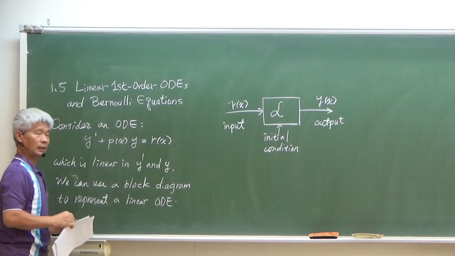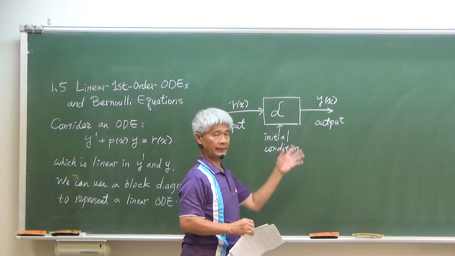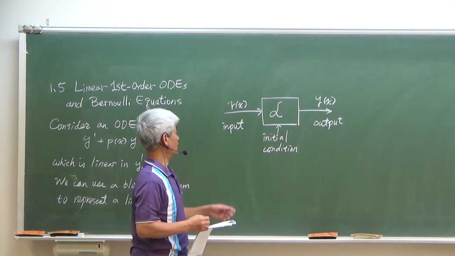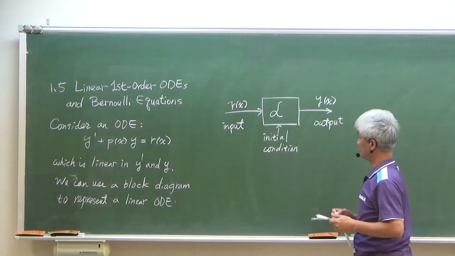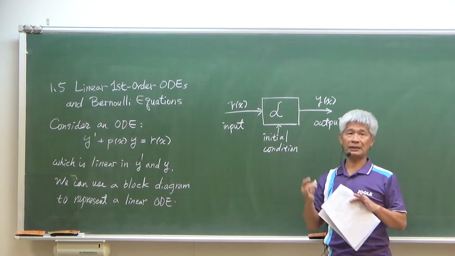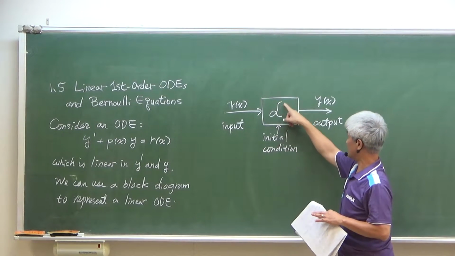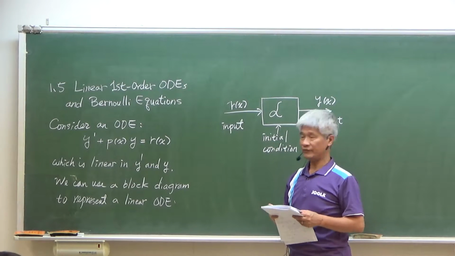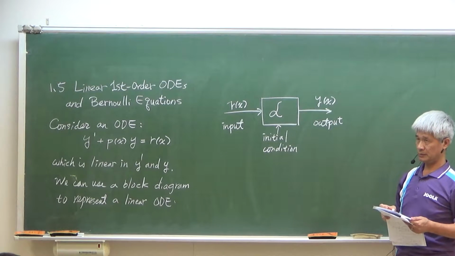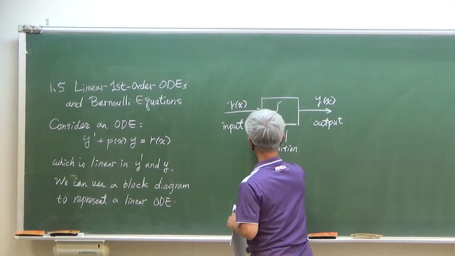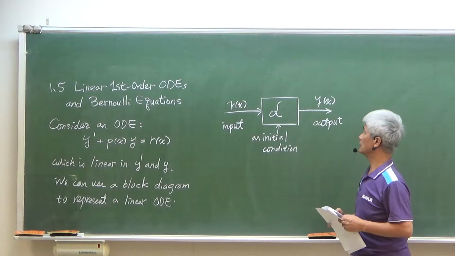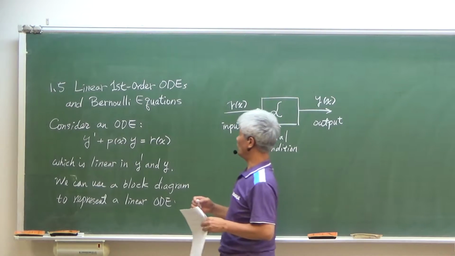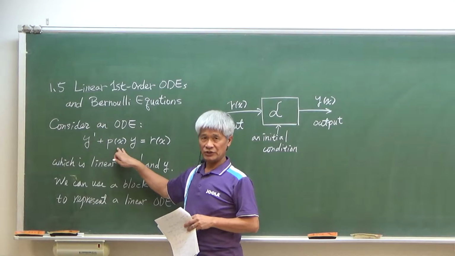So in many situations, for example, in physical systems or in an electrical circuit, the system can be represented by a block, a box, which I named L. There is an input of x, and we have an output y of x. And sometimes we have an initial condition for the system. And quite often, such a linear system can be described by such a differential equation.